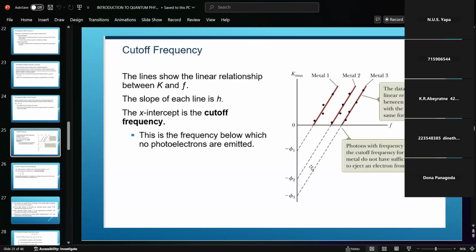So you can see this graph, metal 1, and you can see the intercept. Intercept equals minus phi naught. Phi naught is the work function. If we want to find the work function from the photoelectric effect graph, we can take the intercept of the line, right? Then metal 1, metal 2 and metal 3. And also you can see all these lines are parallel. Why are all the lines parallel? Anyone can answer, for metal 1, metal 2 and metal 3?